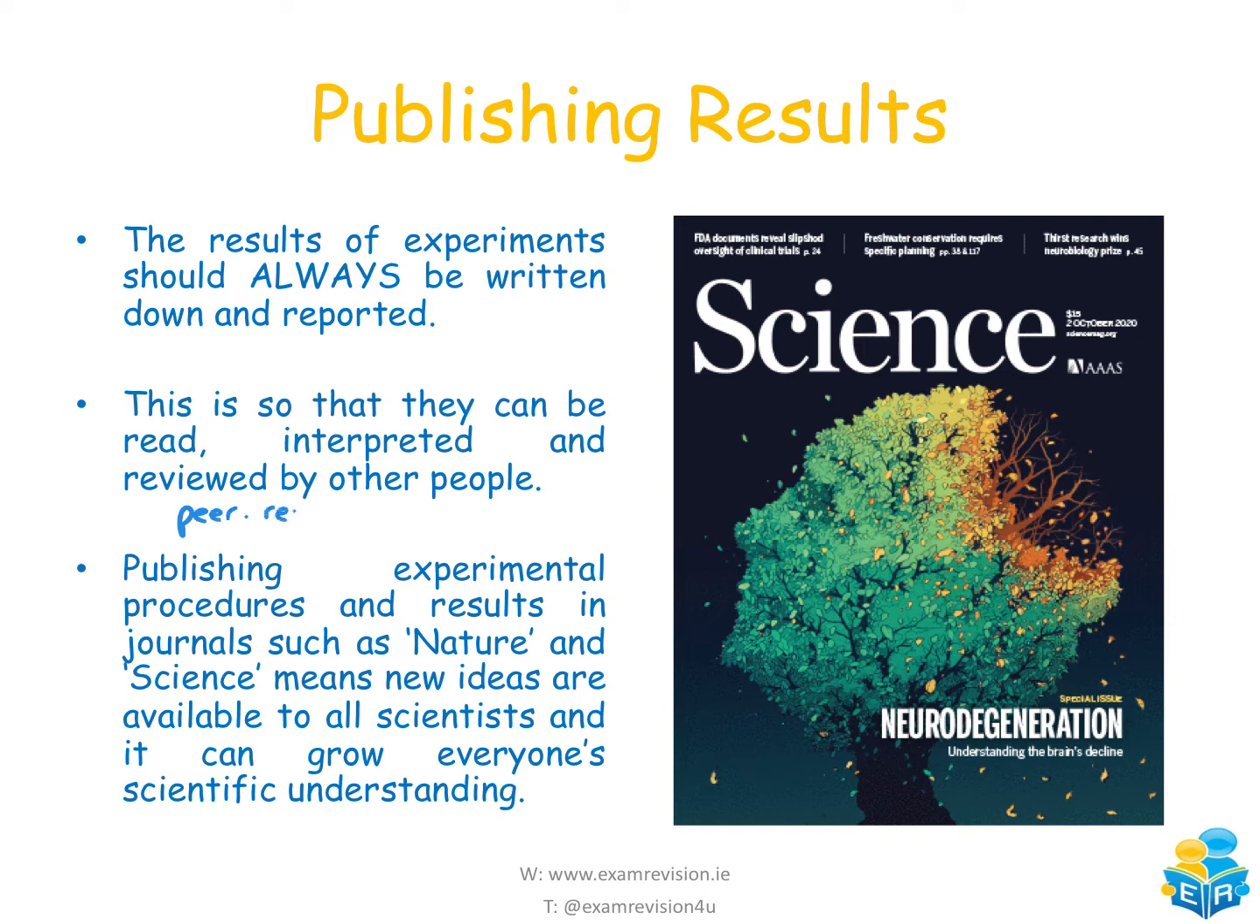And anyone who goes on to third level, who might study science, or indeed any subject at third level, any paper that you might write is going to be peer reviewed just to check that everything is okay and that it's accurate, reliable, and fair. So publishing experimental procedures and results in journals such as Nature and Science, they'd be the big ones, means that new ideas are available to all scientists and it can grow everybody's scientific understanding. So really important in this day and age that we're sharing everything that we do just to make sure that knowledge across the world is ever being increased.